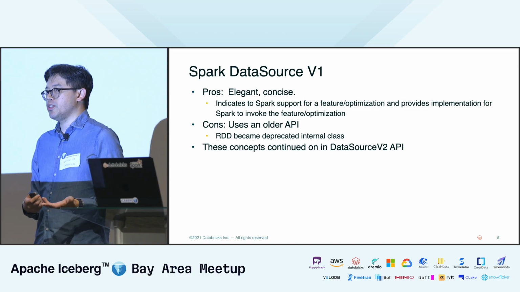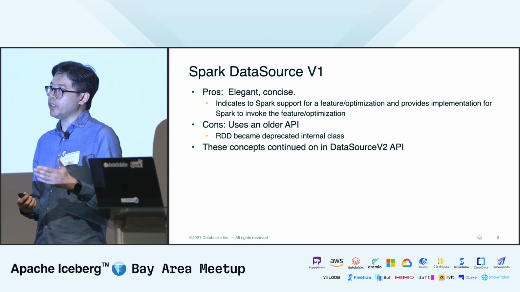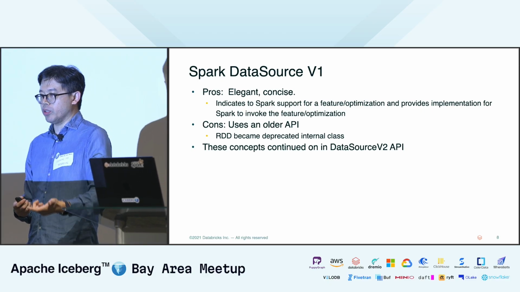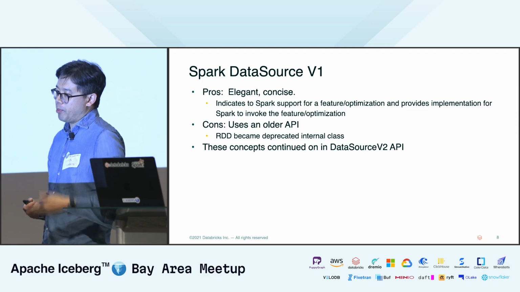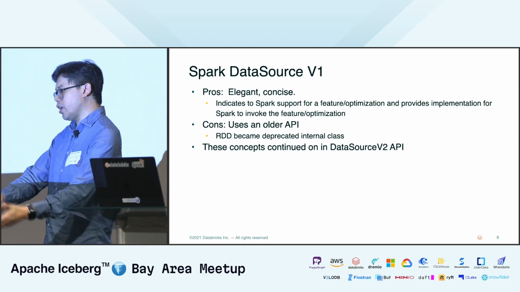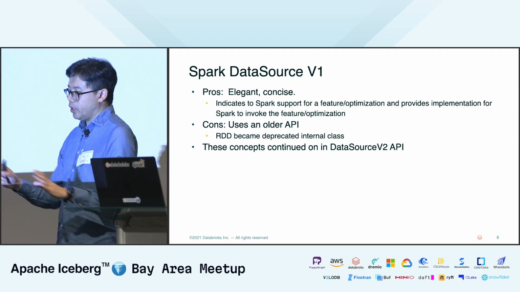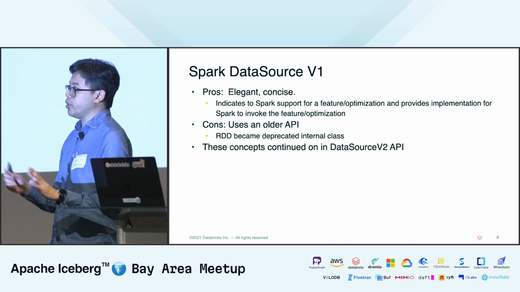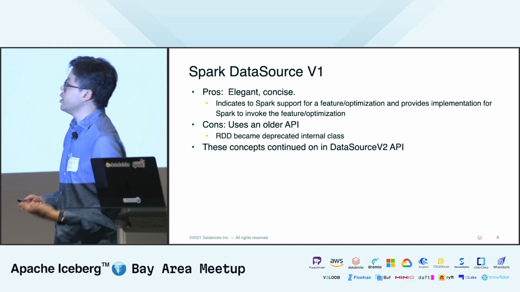The only con was this API started to become kind of old. RDD, as you know, became kind of internal to Spark. Now Spark has a better API like DataFrames and Datasets. So it started leaking some internal API. But overall, I think, I showed you this because it's actually a really good design, and we keep this for the DSV2 API.